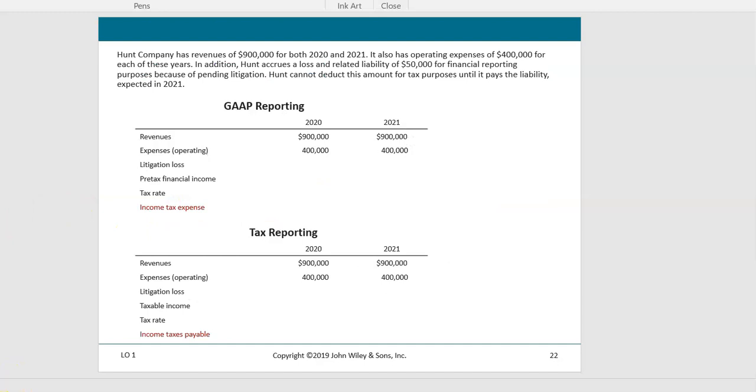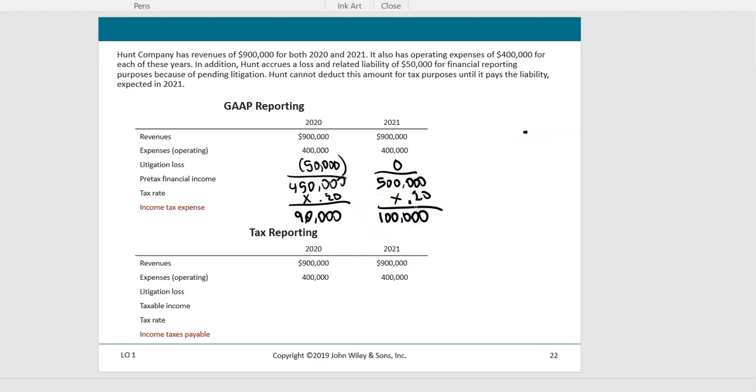Let's take a look at what the financial statements would look like. We have the revenues and expenses. Remember, the litigation loss we would report under GAAP in year 2020, but not in year 2021. That would cause our pre-tax financial income in 2020 to be $450,000. The tax rate is, again, 20%. So income tax expense on the books, or under GAAP, or on our income statement would be $90,000 in year 2020, and $100,000 in year 2021.